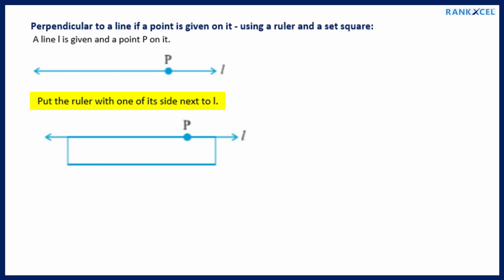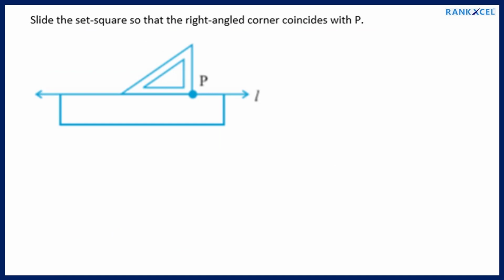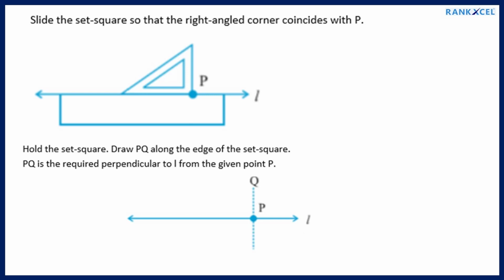Put the ruler with one of its side next to L. Put the set square with one of its sides by the side of the already aligned edge of the ruler so that the right-angled corner comes in contact with the ruler. Slide the set square so that the right-angled corner coincides with P. Hold the set square. Draw PQ along the edge of the set square. PQ is the required perpendicular to L from the given point P.